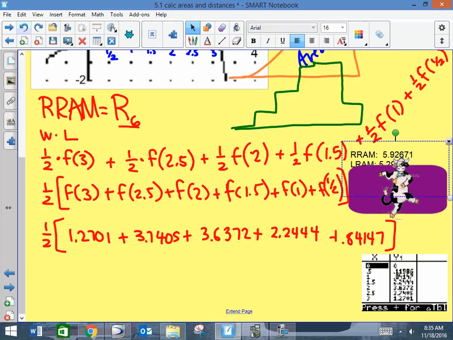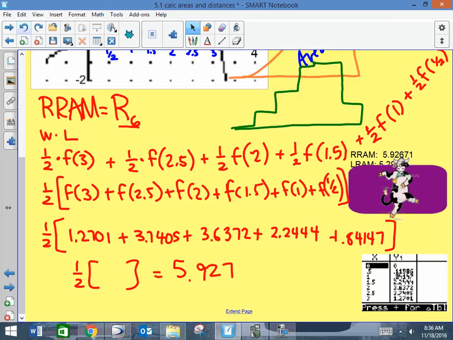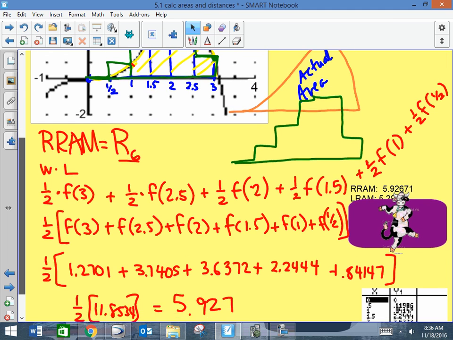I did 5 digits there. 1/2 of whatever, and the units are squared. 5.927-ish, okay? What was this number before you did the half? Anybody do it? 11.8534. Thank you. All right, so that's how the right Riemann sum thing works.